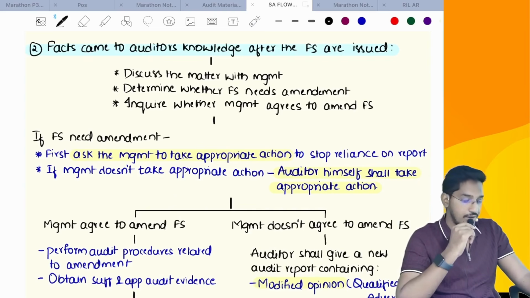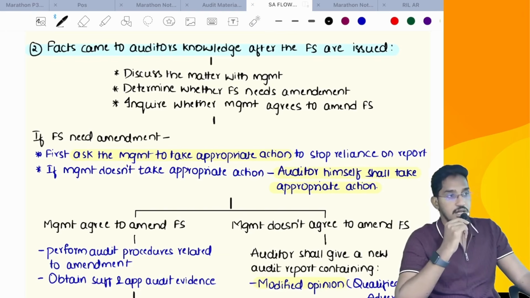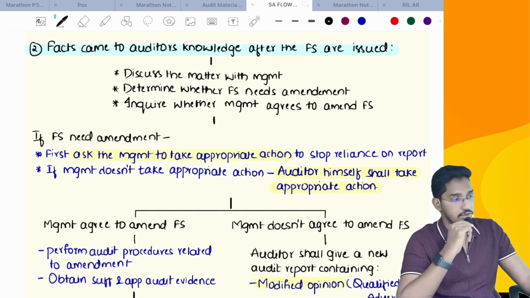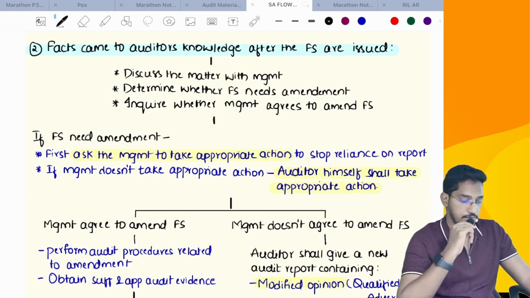So first you should go and ask the management, sir, take some appropriate action to stop the people from relying on the audit report and the financial statements. What you should do? You should go to the management and ask them, sir, please stop the people from relying on the audit report and the financial statements. If the management does not take any action, then what you should do? The auditor himself should take action to stop the people from relying on the auditor's report.